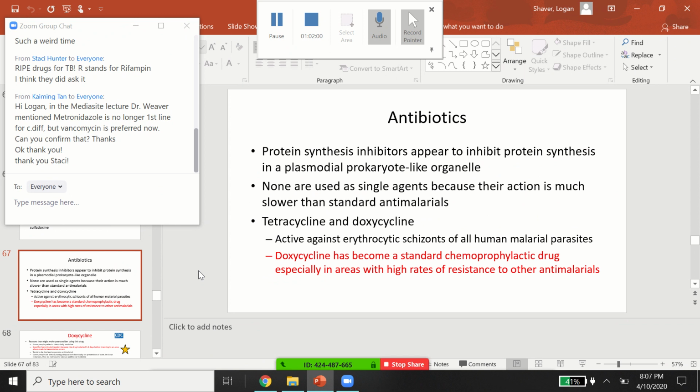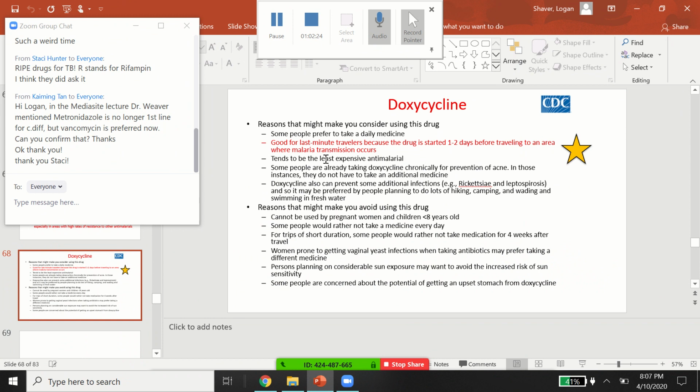Antibiotics. So you can also use doxycycline, but it's going to be more used in areas with high rates of resistance to other antimalarials. And I think we may have had a question pertaining to doxy usage, but I could be wrong. Basically, it was just saying you're in an area where there's lots of resistance. Also, it's good for last minute travelers once again. So doxycycline is another drug that you need to map in there with those other ones.